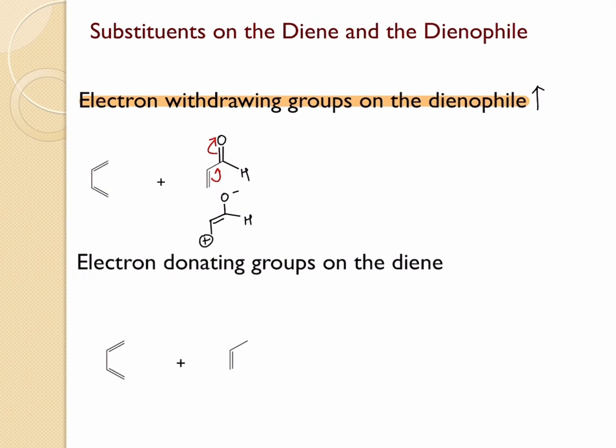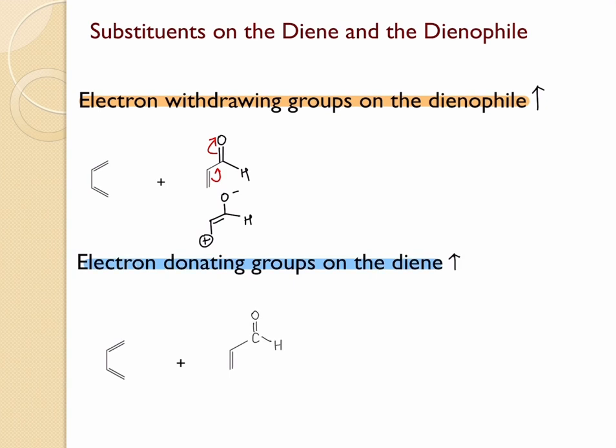Now you can see from the resonance contributor that there is a partial positive charge that's going to exist on this carbon, right? Because of this, the electrons from the diene can make a nucleophilic attack on this electrophilic carbon. Now if you do not have this electron withdrawing group, then we will not be creating any partial positive charge on the molecule. So the electron withdrawing group on the dienophile is going to increase the reactivity of the dienophile and therefore make the Diels-Alder reaction easier.